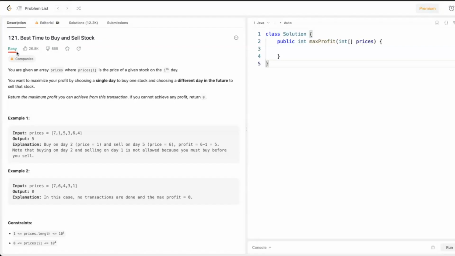I'm back again with another DSA problem. The problem is asked by many organizations in the interview, which is best time to buy and sell stocks. Today we will be taking the easy variant of the question. So let's jump into the question. As I mentioned, it is an easy question.